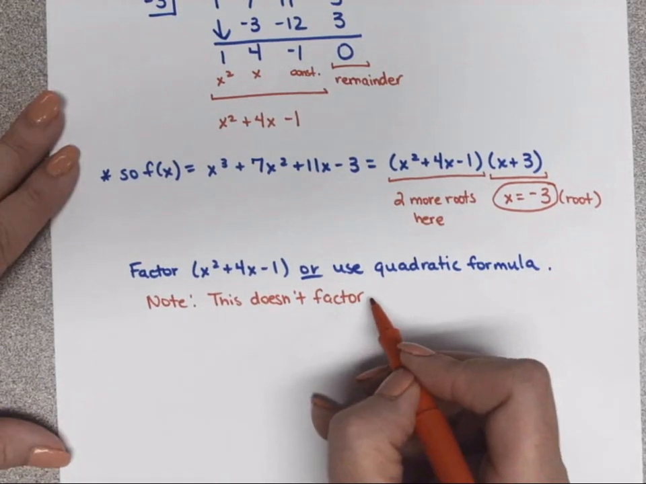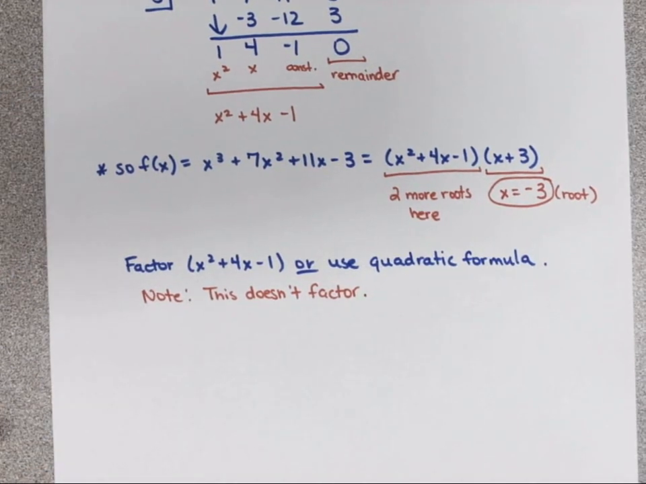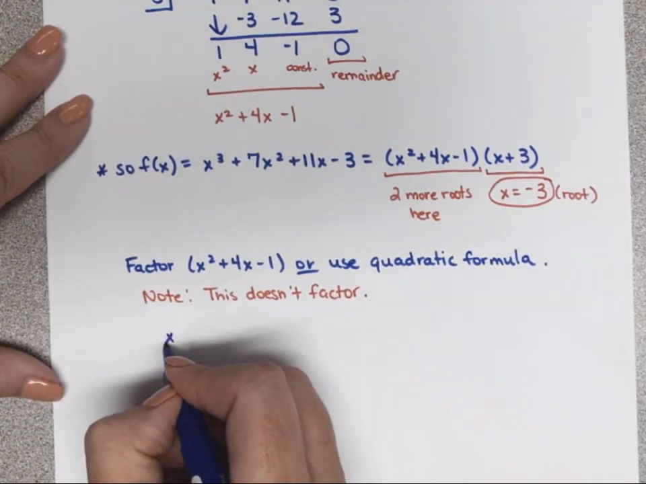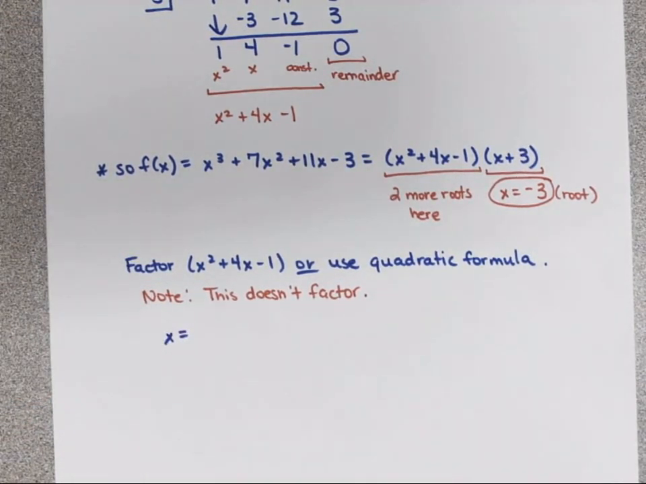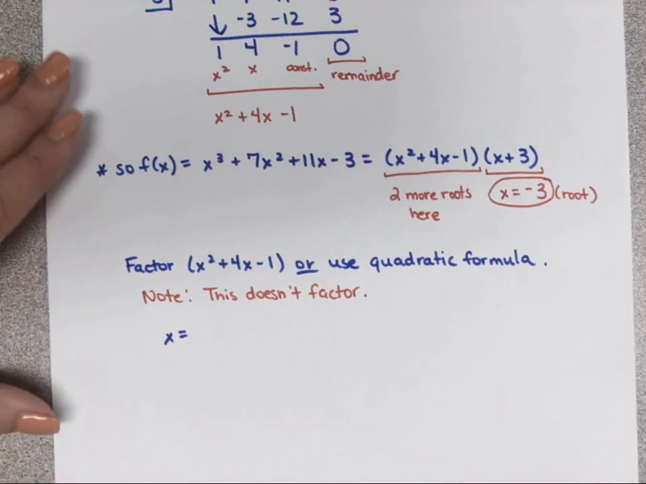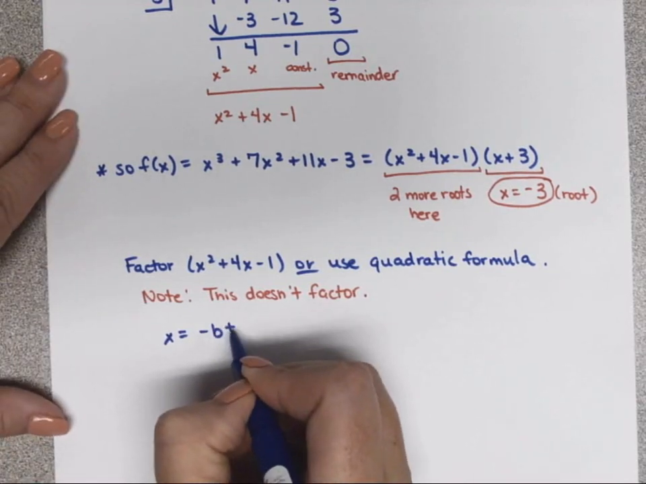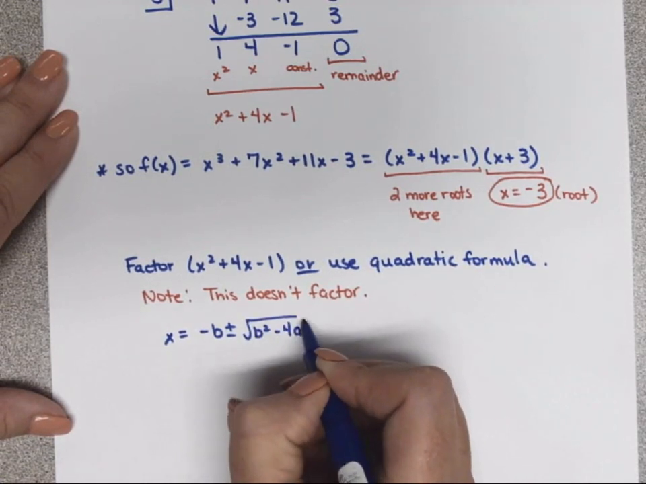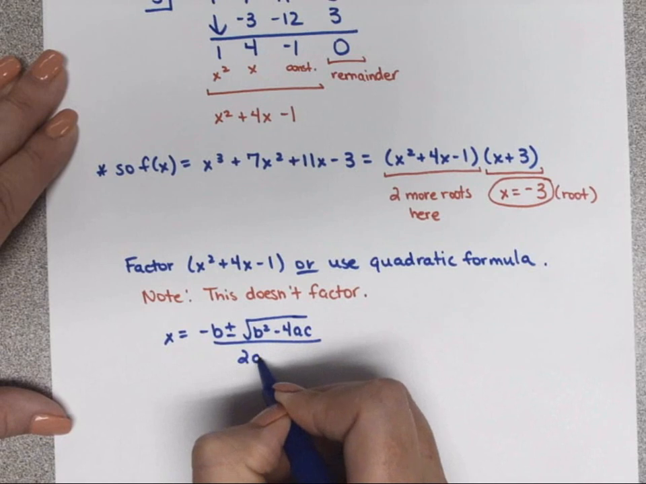Okay, so we have to find the last 2 roots by doing quadratic formula. So I told you this was going to kind of come up again. We covered it before. It's going to keep coming up. But what's quadratic formula again? -b plus or minus the square root of b squared minus 4ac all over 2a.